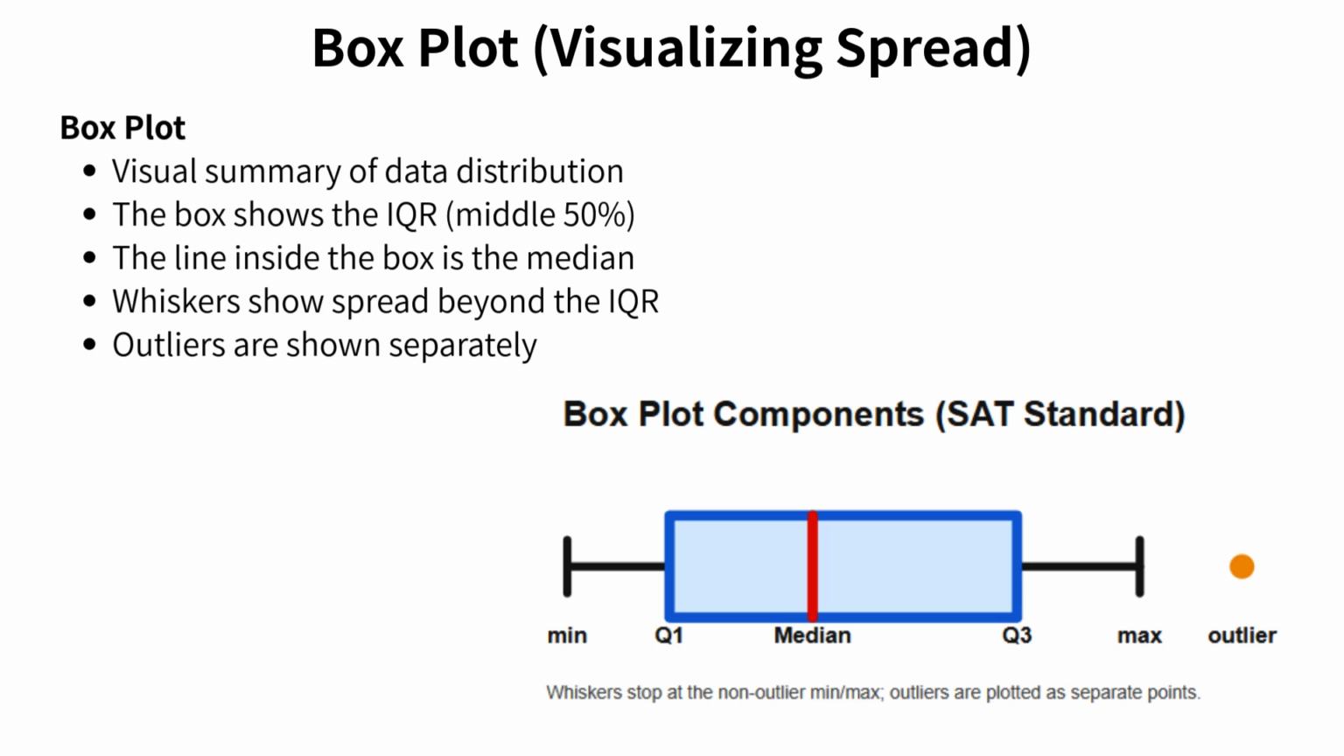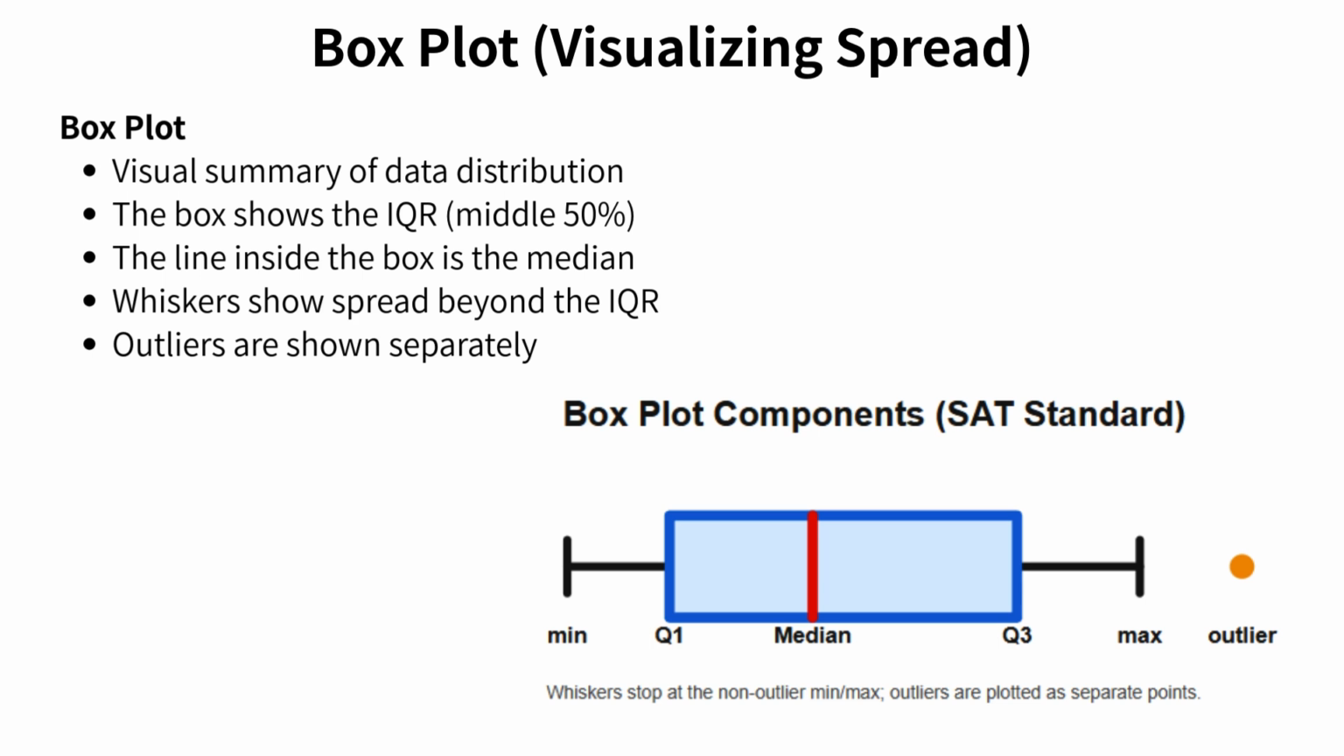The line inside the box marks the median, showing the central position of the data. By comparing the median's position within the box, we can begin to see whether the data is symmetric or skewed. Extending from the box are the whiskers, which show how far the data spreads beyond the IQR. Long whiskers on one side indicate that the data stretches further in that direction.